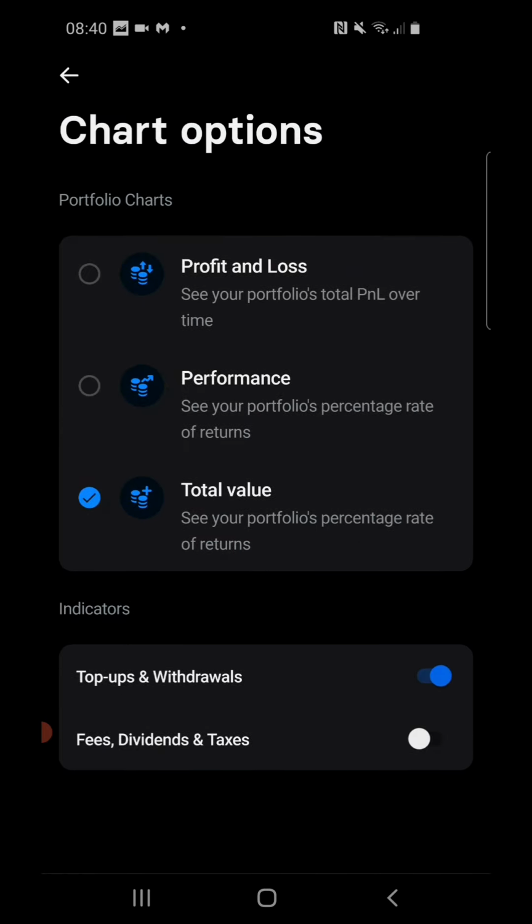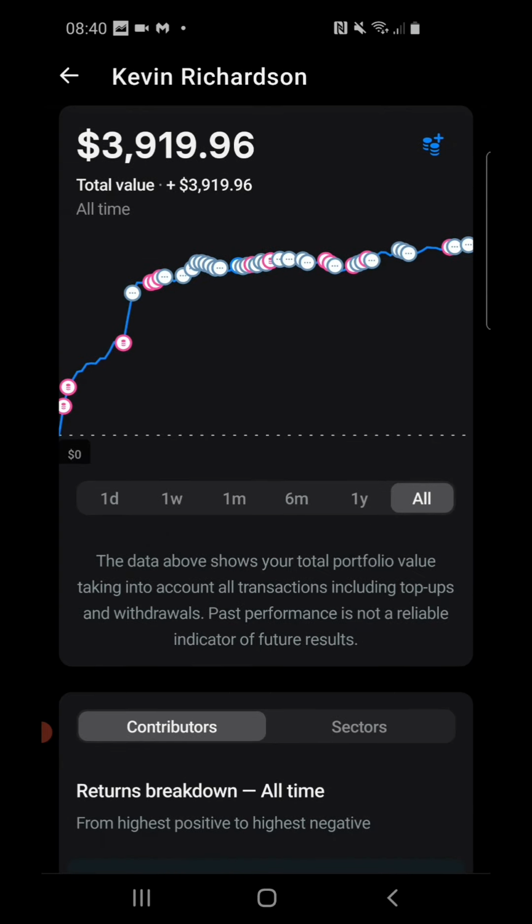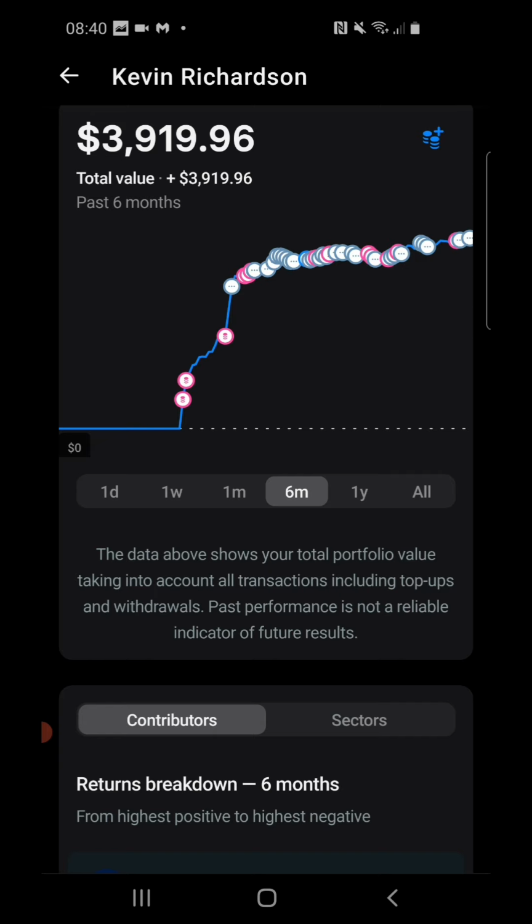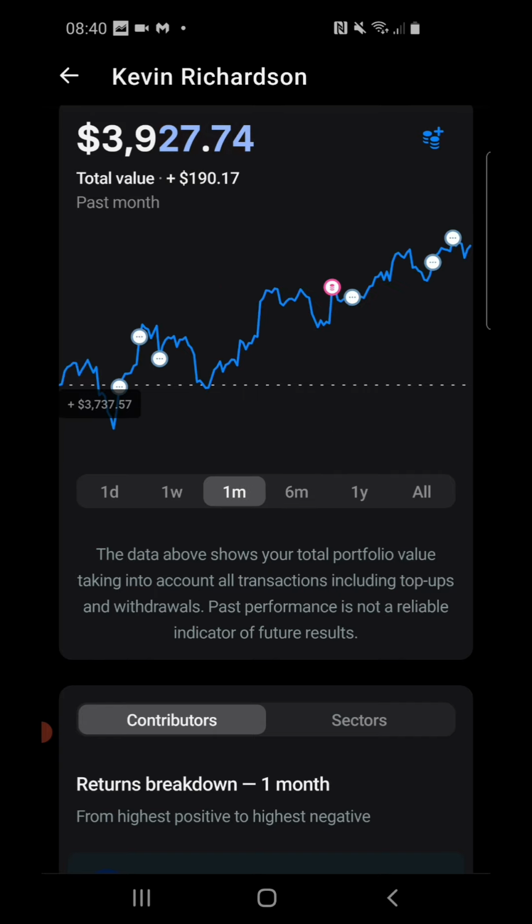If we just go back and put the fees, dividends and taxes on there, that's going to look quite messy. But if you reduce the view, it gets a bit easier to handle. So you can see in the last month the portfolio has grown $190.